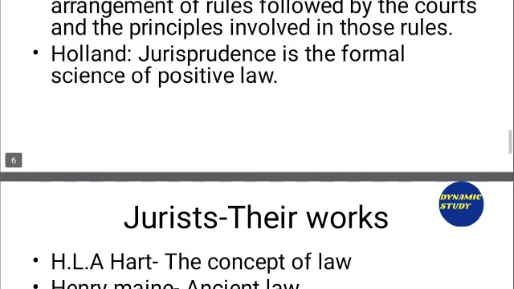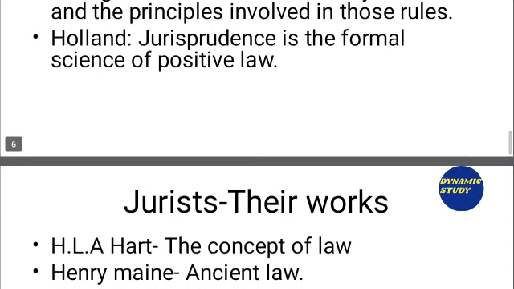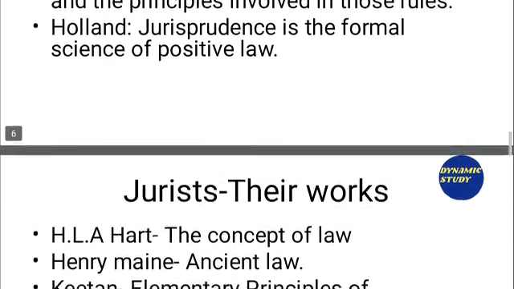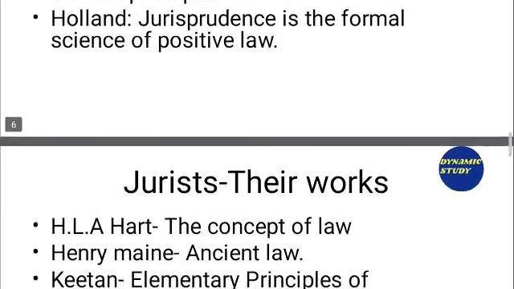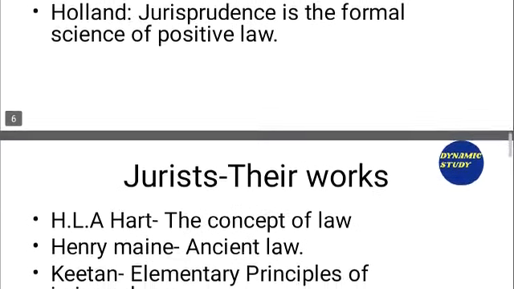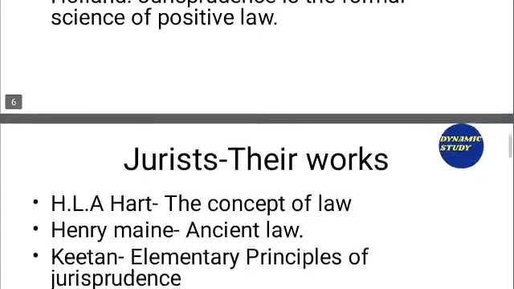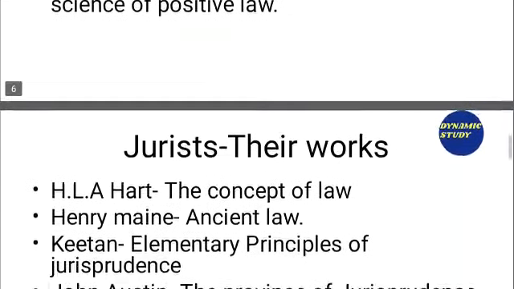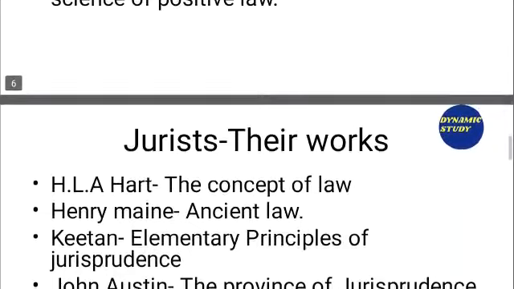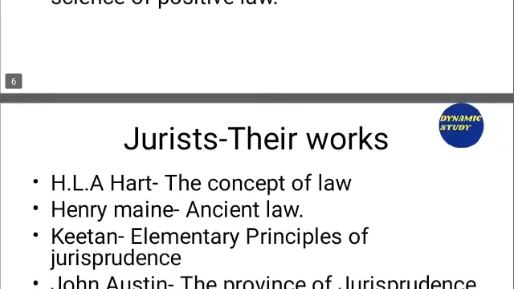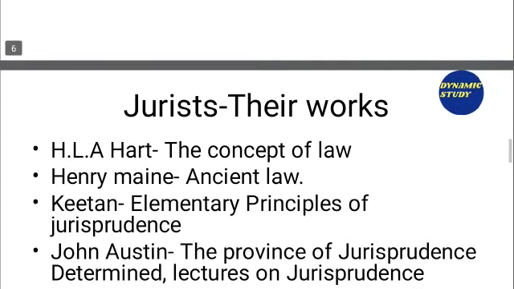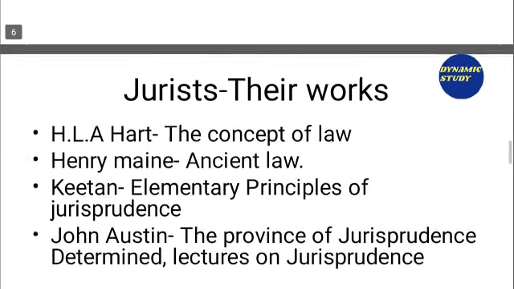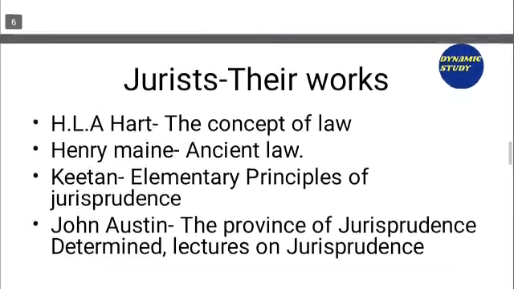I will discuss that. Gray defined jurisprudence similarly to Roscoe Pound, but Roscoe Pound said systematic rules meant for administration of justice, whereas Gray defined it as the systematic arrangement of rules followed by the courts and the principles involved in those rules. So Gray was more connected to the interpretation of the rules and regulations by the law, because the true lawmakers were the courts, he felt.